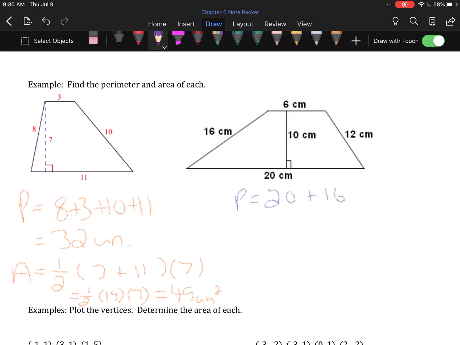That's 20 and 16 and 6 and 12. 20 and 16 is 36. 36 and 6 is 42. 42 and 12 is 54 centimeters.